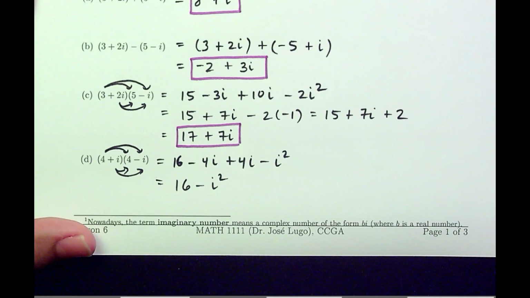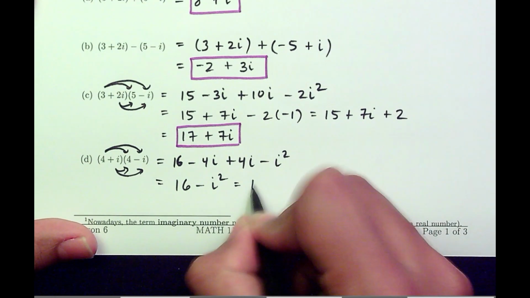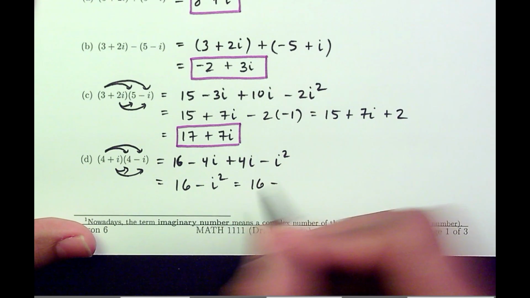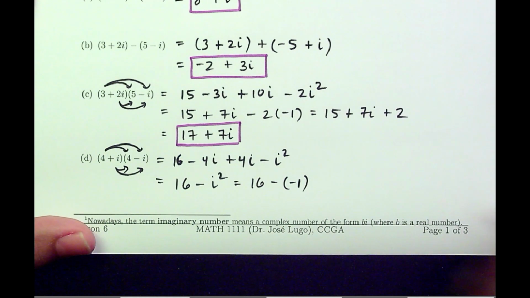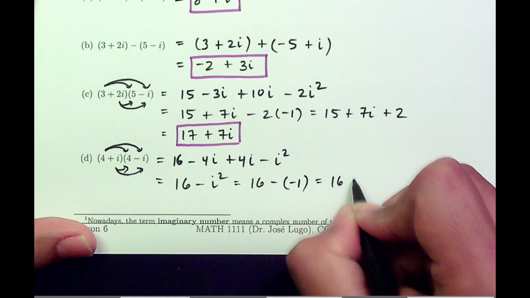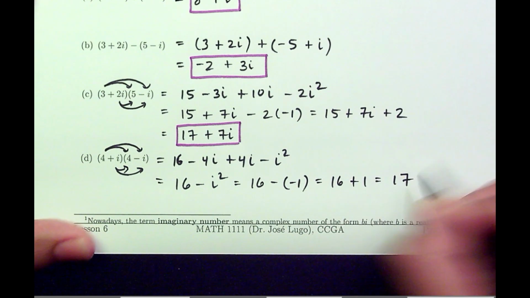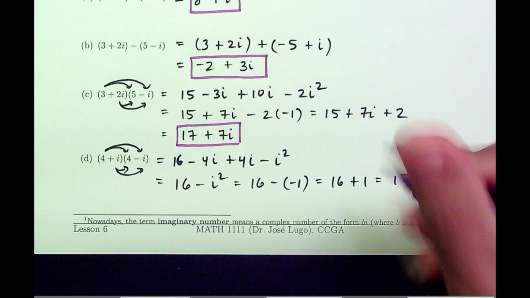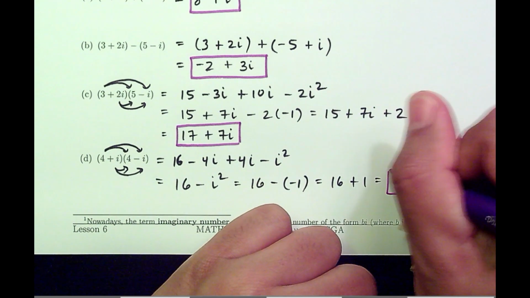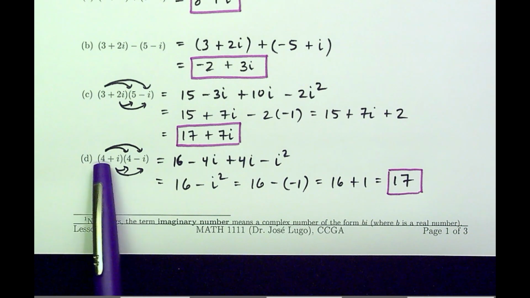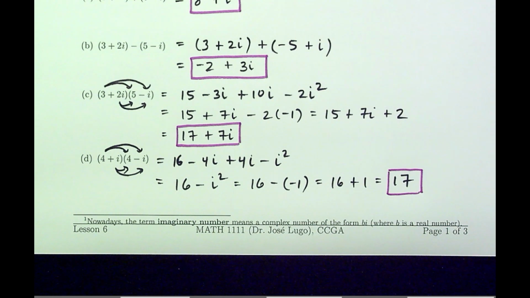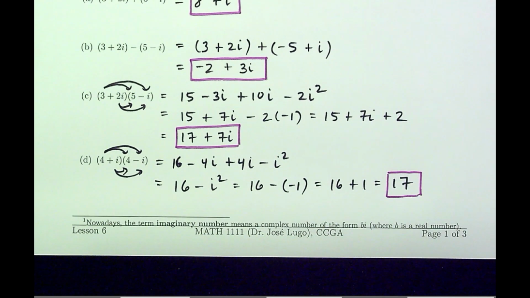Okay. Now i squared is negative 1. So the minus in the middle stays, but then the i squared gets replaced with negative 1. So that's like minus negative 1, which is 16 plus 1, which is 17. So the final answer is 17. So note that we multiplied two complex numbers, and we got a real number. That happens whenever you multiply a number by its so-called conjugate.